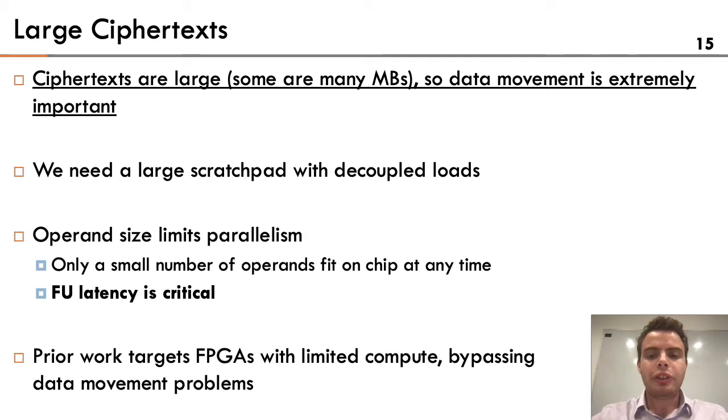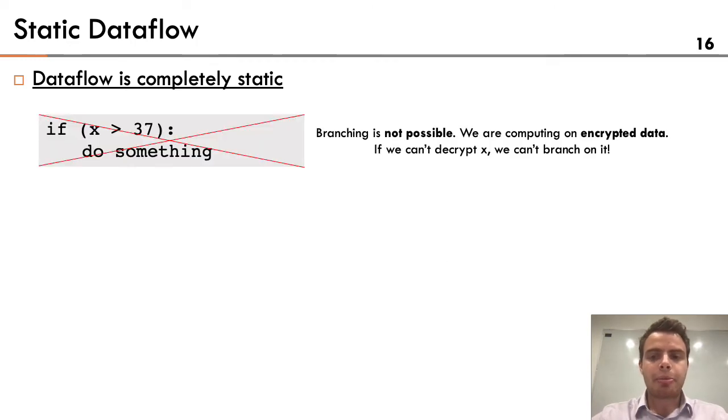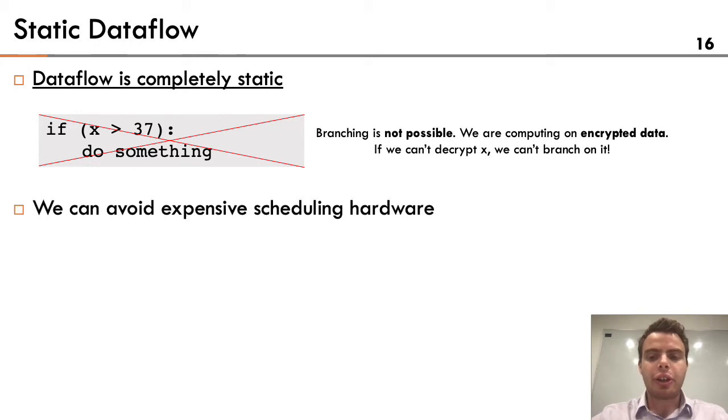Prior work avoids these design challenges by targeting FPGAs, whose limited compute capabilities bypass the data movement challenges inherent in ASIC design. FHE computations are all completely static. There are no data-dependent branches because they are mathematically impossible. Intuitively, how can you branch on a value that you cannot even decrypt? This allows us to do all scheduling in software at compile time and avoid having expensive scheduling hardware on chip. It also allows us to decouple loads and mitigate the huge data movement penalties.